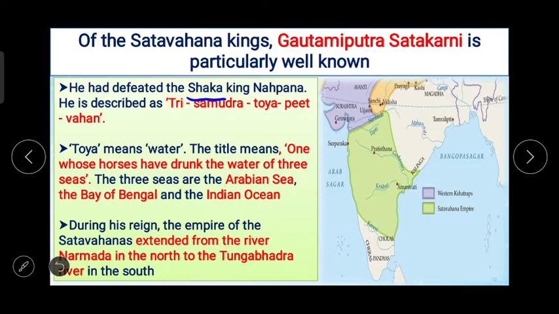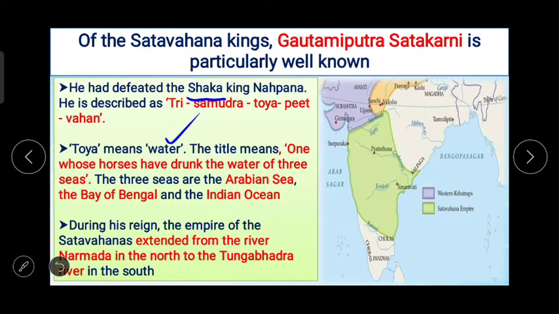Here, toya means water. The title means, which title? Tri Samudra Toya Pita Vahana: one whose horses have drunk the water of three seas. ऐसा राजा या फिर ऐसा किंग जिसके घोड़ों ने तीनों समुद्रों का पानी पिया है.